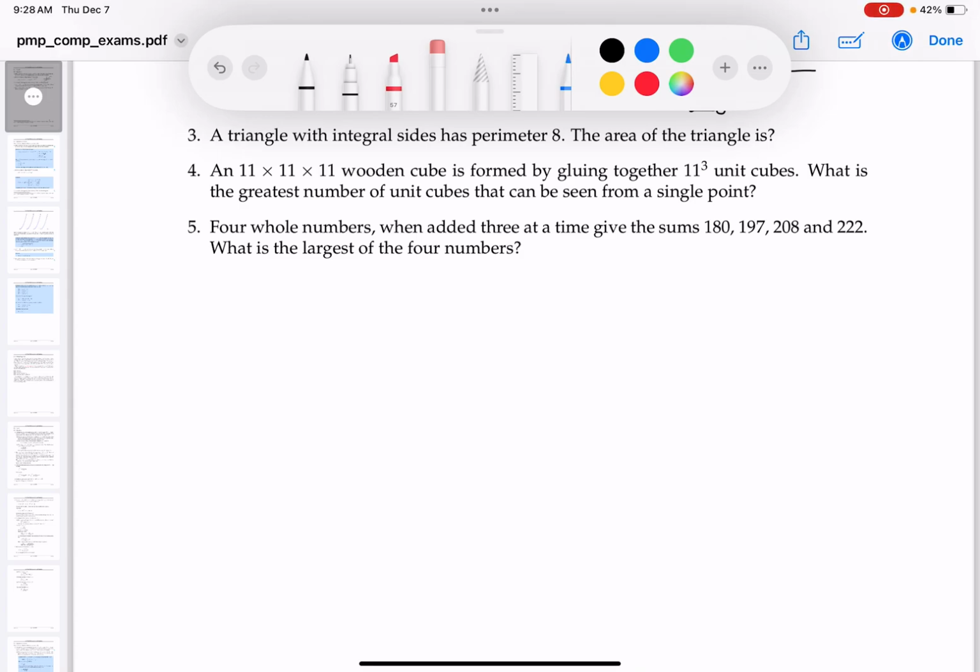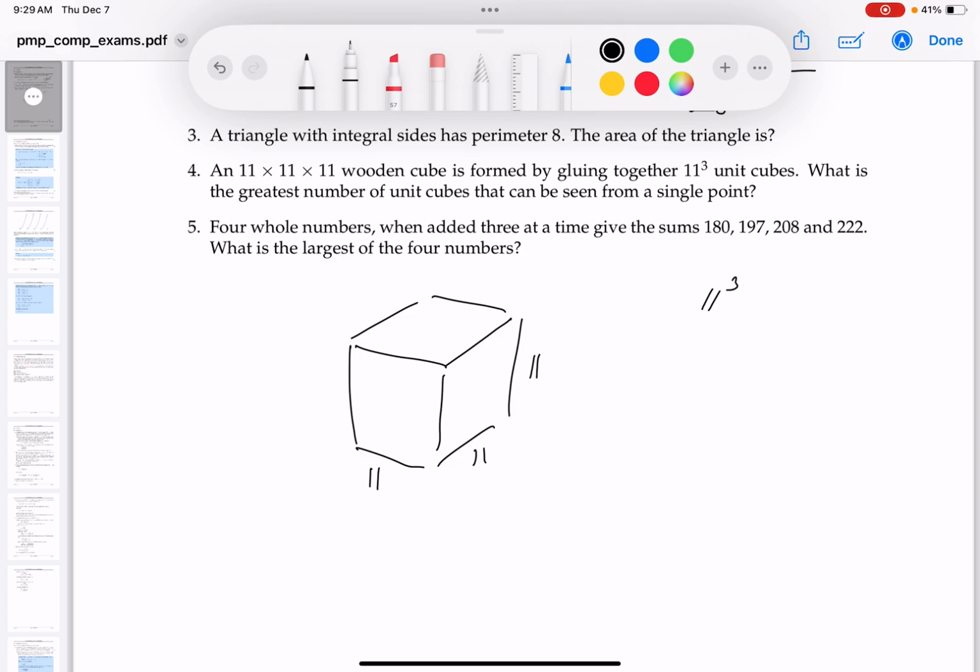Okay, problem number 4. The first thing is to understand it is an 11 by 11 by 11 wooden cube. That's a dimension to it, by the way. What I mean by that is, I'm not very good at drawing pictures, but the cube sort of looks like this over here, and the dimensions are 11 by 11 by 11. It's a cube, all right? They say it's built with 11 unit cubes. So, that's crazy.